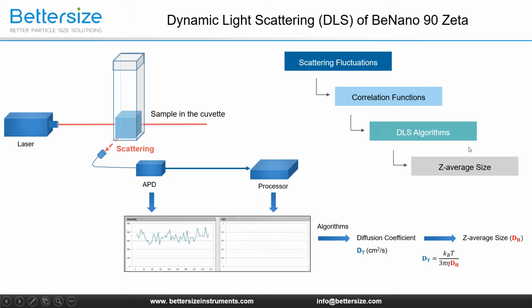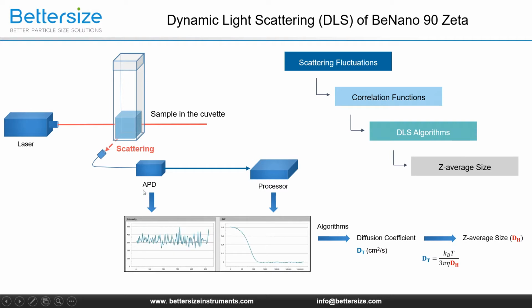Here the technique used is called DLS. It's a technology utilized in the Binano 90 Zeta that measures the sizes of particles in the nanometer range. In a DLS setup, a coherent laser beam illuminates the uniformly dispersed nanoparticles in the sample cell. The scattering intensity fluctuates over time due to the continuous random walk of particles undergoing Brownian motion.